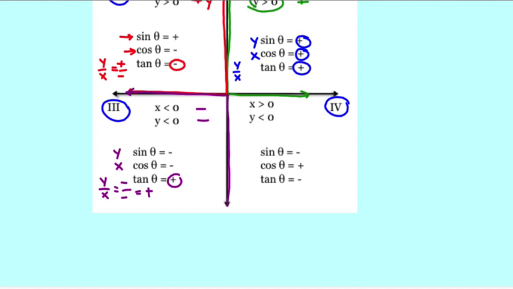Last quadrant here, we're going in a positive direction for our x, a negative direction for our y. So that means that this is our y and that is our x. So we're going to have a negative sine, a positive cosine, and to find the tangent, it's y over x, which is negative divided by a positive, which is a negative.